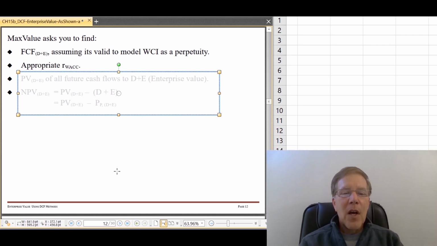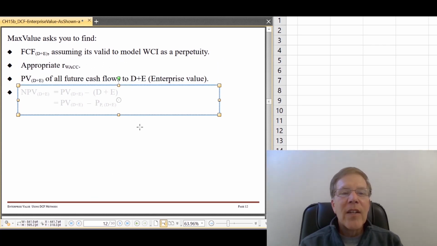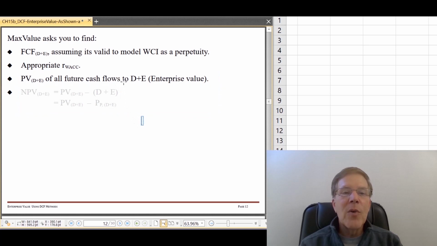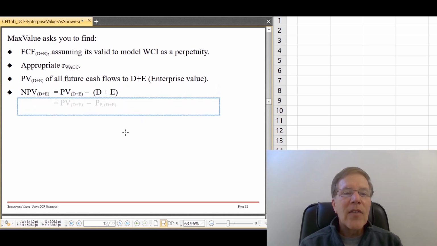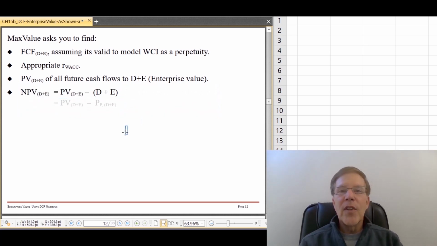The appropriate WACC, and then let's get the present value of all future cash flows to both the shareholders and the lenders, to the enterprise value audience here. And then once we've got that, let's compute the NPV of this project, which is what the NPV always is, the present value of every cash flow from this project, starting with t equals 0.